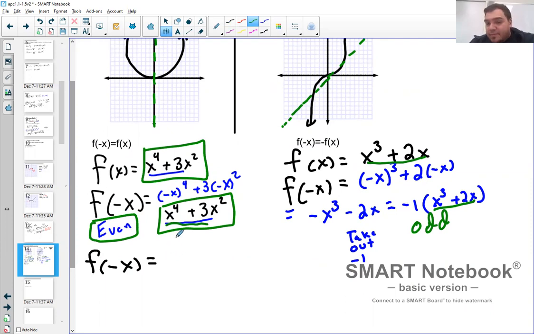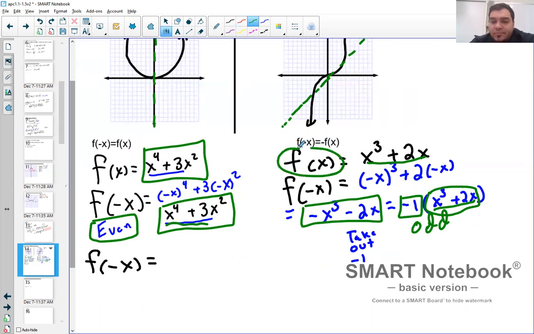So we know at that point it's even. Let's say if it doesn't match, after that, what you're going to continue to do is if it doesn't match by you plugging in the negative, you're going to factor out a -1. And if the inside of the parentheses match the original equation, then we have an odd function. Let's say you do both and it doesn't match the first time nor the second time. It will be a neither situation.